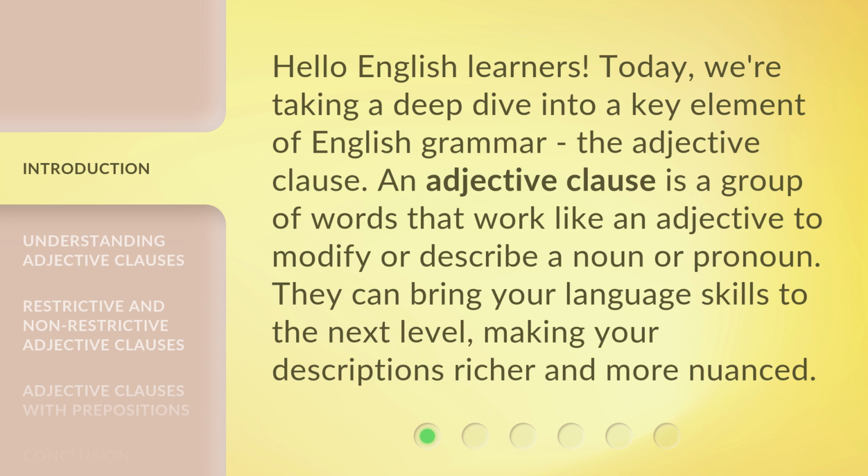An adjective clause is a group of words that work like an adjective to modify or describe a noun or pronoun. They can bring your language skills to the next level, making your descriptions richer and more nuanced.